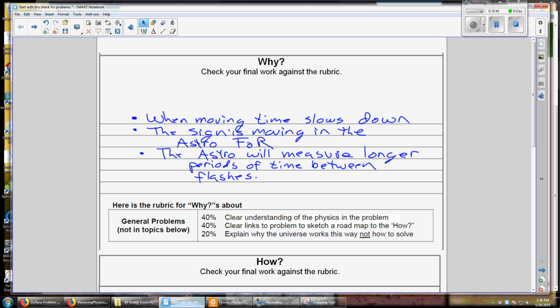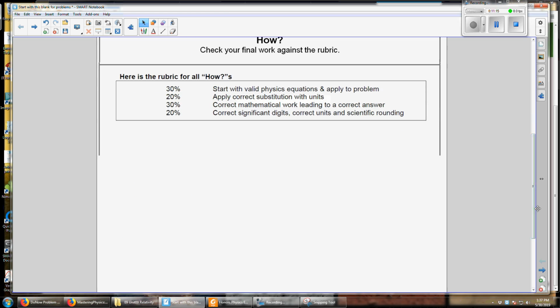And this is all due to time dilation. Heard that many times. I'm bored of writing it. All right. So, questions on the why? We're good? Excellent. All right. Let's go to the how then.